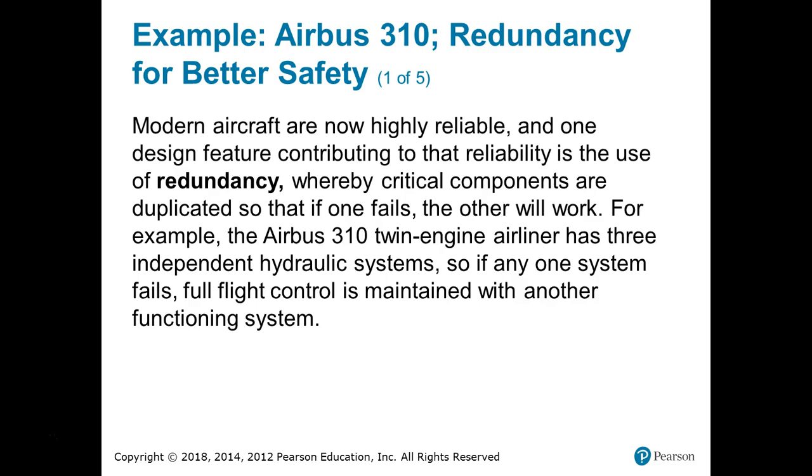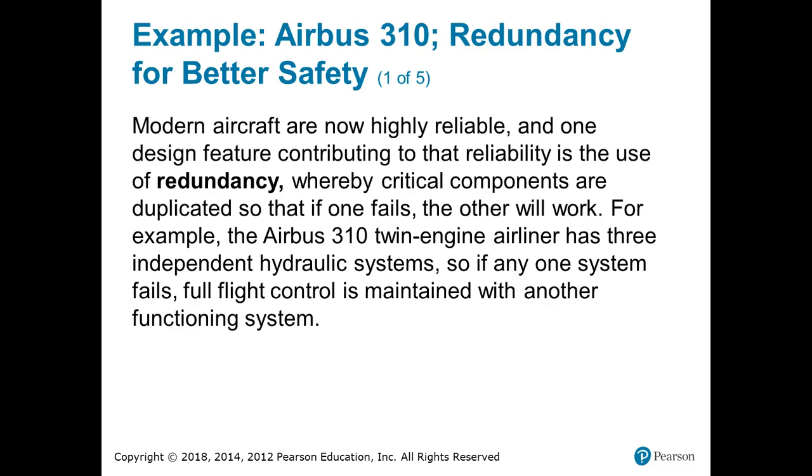Okay, next example. We're talking about redundancy for better safety. Okay, so modern aircrafts are highly reliable. You probably have heard stats that show you that traveling by air is actually the safest way of traveling per mile traveled. And even though many people are afraid of airplanes, the numbers show that the probability of you getting seriously hurt or even killed in a car are actually a lot higher. And trains, I believe, were even higher. Aircrafts were the safest. But yet people are often very afraid of flying.